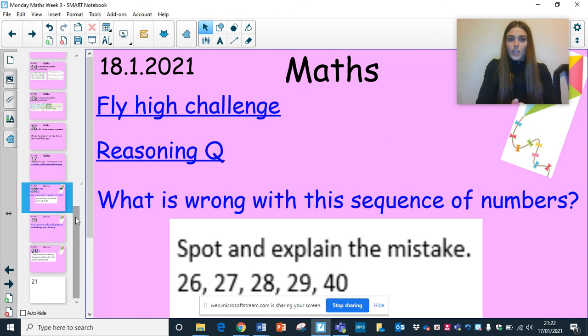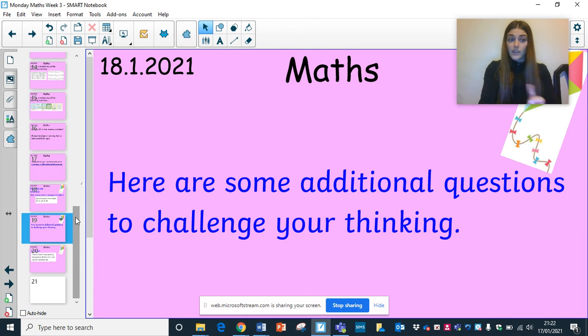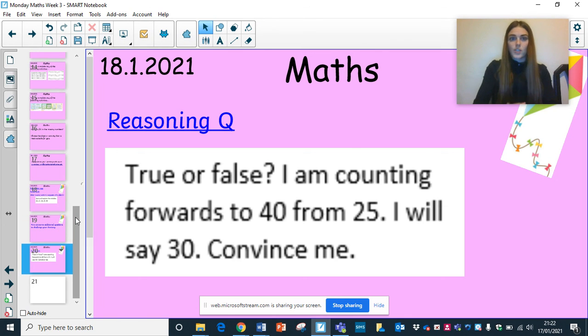So your Fly High challenge is a reasoning question here. What is wrong with this sequence of numbers? So spot and explain the mistake. So you've got the numbers 26, 27, 28, 29 and 40. So you can share your answer verbally with an adult, or you can explain and write your answer down for that one if you want to challenge yourself. But there's also an additional question to challenge your thinking here as well if you want to challenge yourself further.